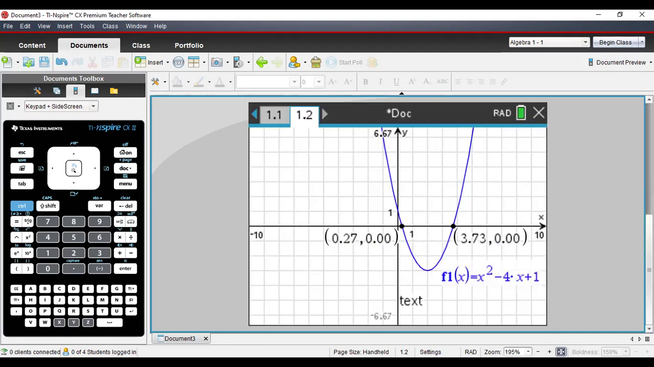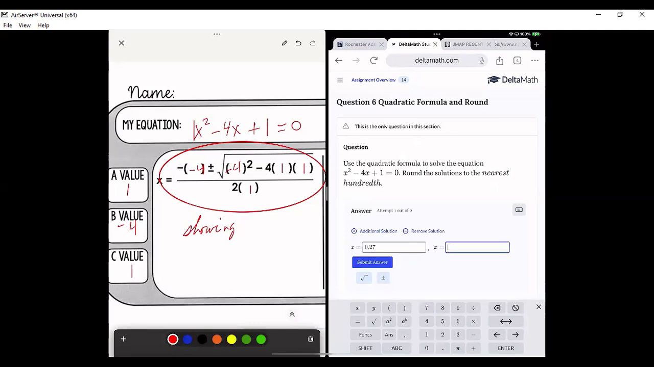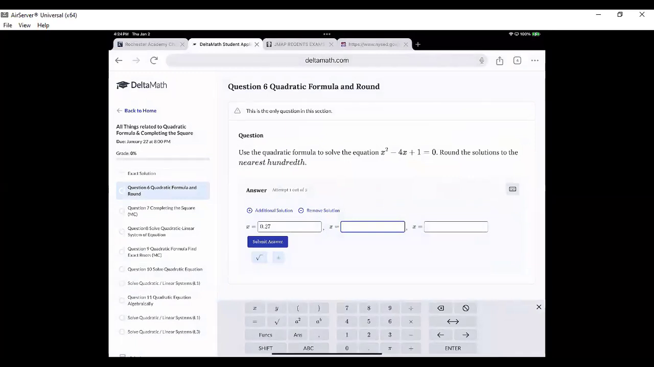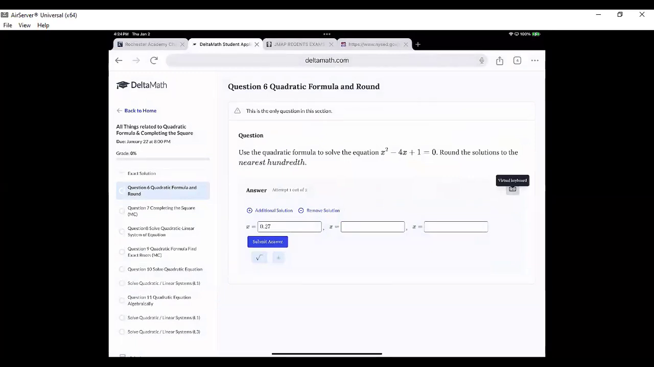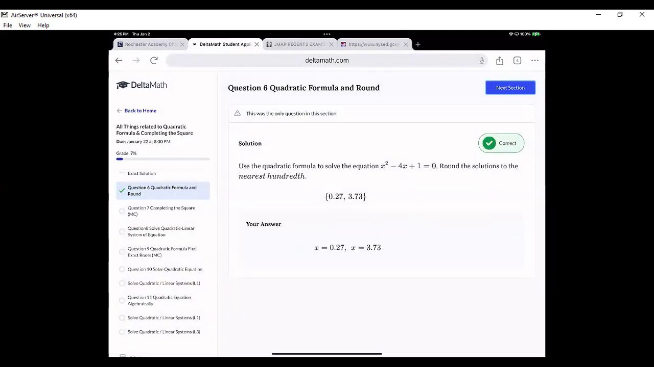So our answers for this are going to be 0.27, and then, oops, we don't need that one. How do I get rid of it? Let me go here, full screen. All right, so this would be 3.73. And then let's see, is it going to give me? Yep, good. That's it. So those are the two answers. That's how you do it.